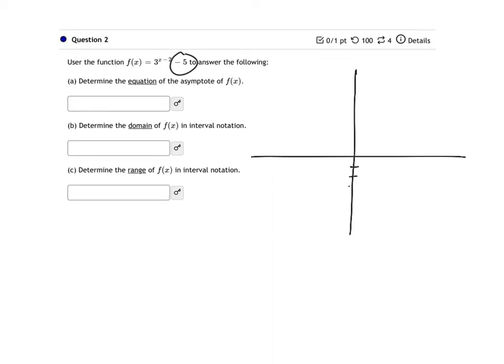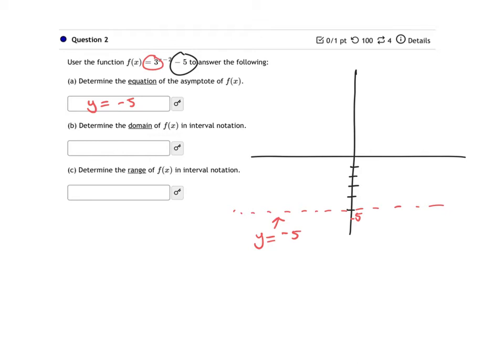So 1, 2, 3, 4, 5, and that's where my asymptote is going to be. Now, the equation of that asymptote is just y equals, and then wherever it crosses the y-axis. In this case, it's at -5, so my answer would just be y equals -5 for the equation of the asymptote.